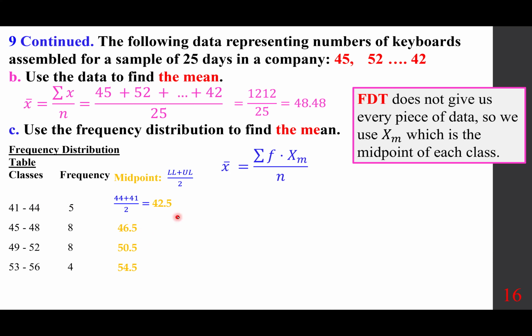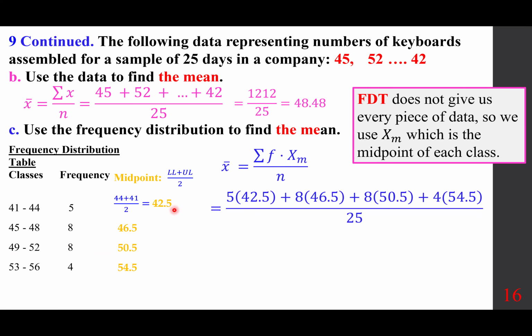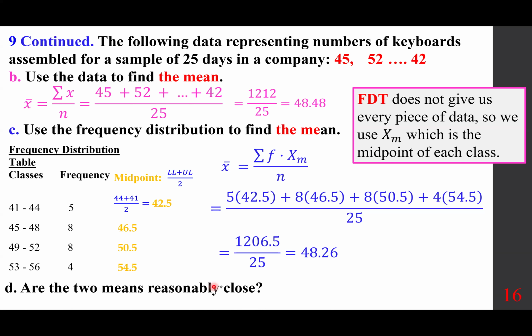So if I want to calculate the mean using this, I'm going to say, well, 5 of this, 8 of that, 8 of that, 4 of that, add them up and divide by the total size, which is still the same number, 25. So 5 times 42.5 plus 8 times 46.5 plus 8 times 50.5 plus 4 times 54.5, divided by 25. And notice this is the number. The question is, are the two means reasonably close? Look at this number and this number. The fact is we don't have each piece. It's extremely close. So that does a great job. Yes, they are reasonably close.